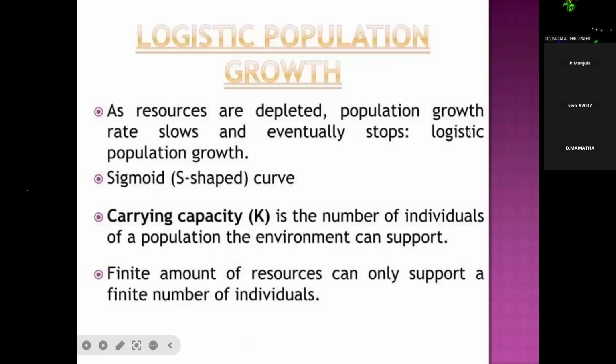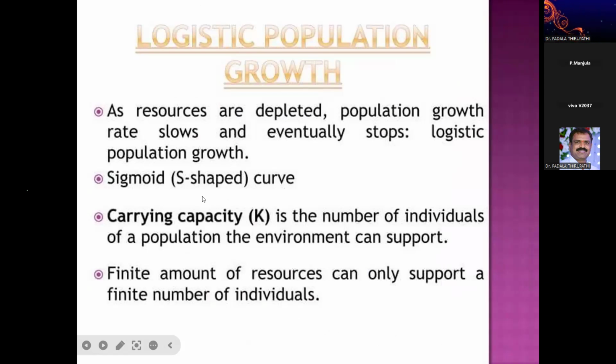Another one is logistic population growth. Here, resources are depleted, so the population growth rate slows and eventually stops. That is logistic population growth, which gives a sigmoid-shaped curve.